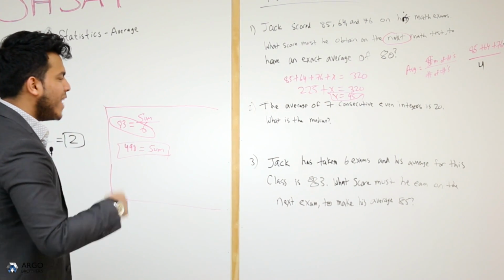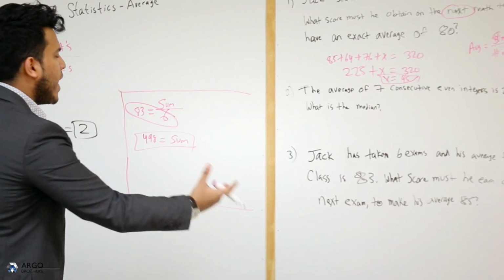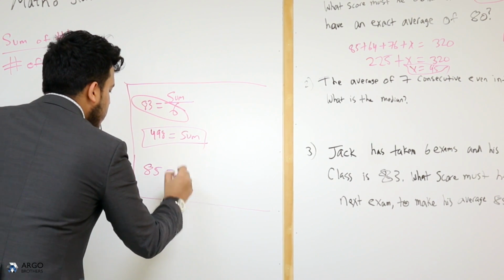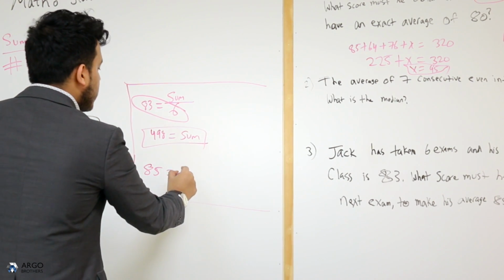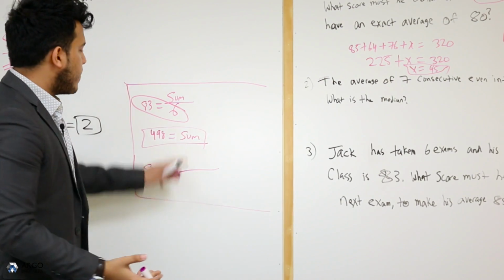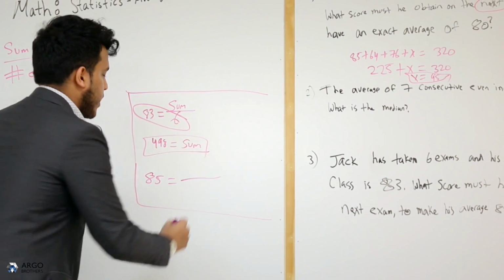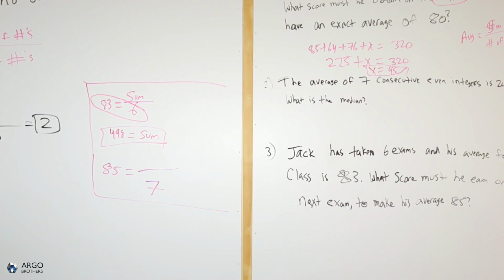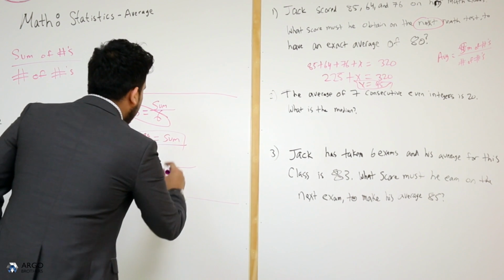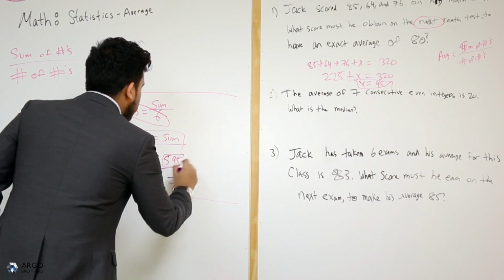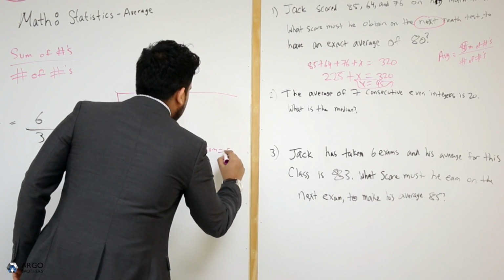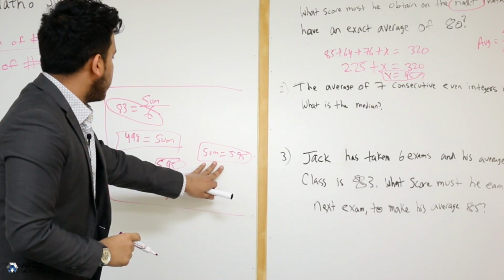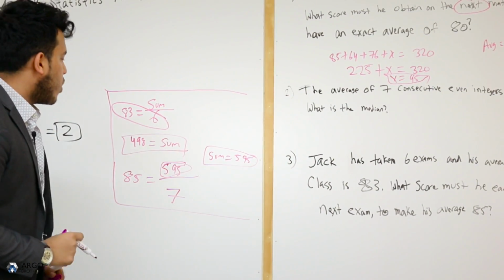What score must he earn on the next exam to make his average an 85? So what's going on here? The average is 85, and he's taking another exam. So do not put 6 here. It's 7 because he's taking another exam. And now simply find the sum. 85 times 7 should give you 595, right? So for this part, the sum is 595. For this part over here, the sum is 498.